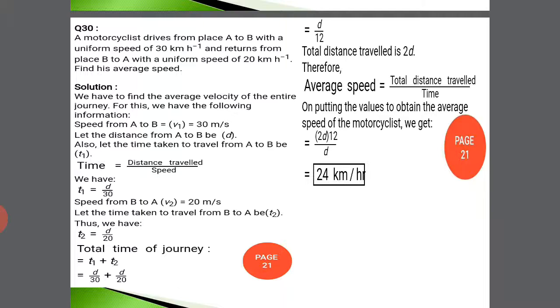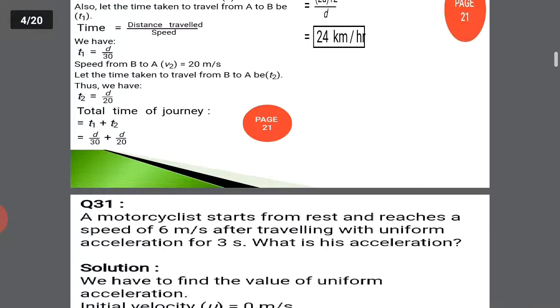Total time of journey is T1 plus T2, and on solving this its value becomes D upon 12. The total distance from A to B and B to A is 2D. Average speed is total distance traveled upon total time taken. So on putting the values to obtain the average speed of the motorcyclist, we get 2D upon D by 12. 12 will move upward, D and D cancel out. It is 24 km per hour. Got it? Very important question from the exam point of view also.